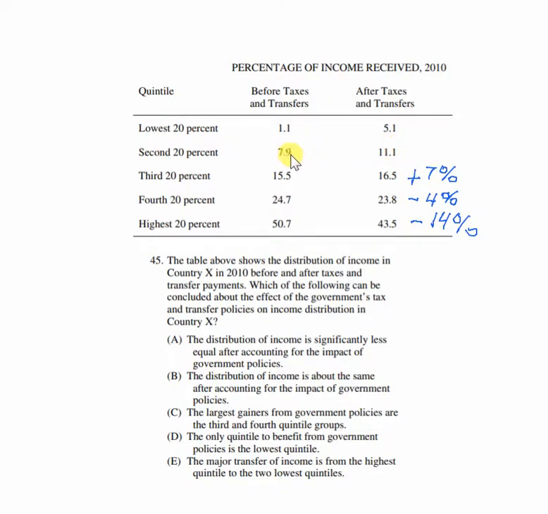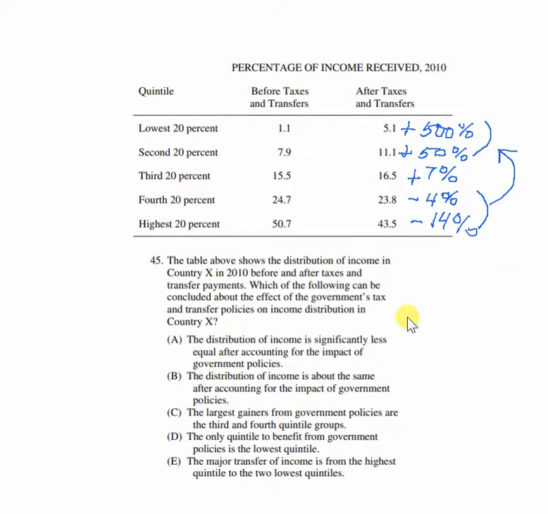The second poorest group, 7.9 to 11, that's up by about 4 or so, that's almost an increase of 50%. So now they're getting a big percentage. And finally, in the lowest group, they're going from 1 to 5. That's an increase of almost 500%. So what the tax is doing, it's stealing from the two richest groups, and it's giving to the bottom two groups mostly. And that's a transfer payment, or a tax that's working as a transfer.